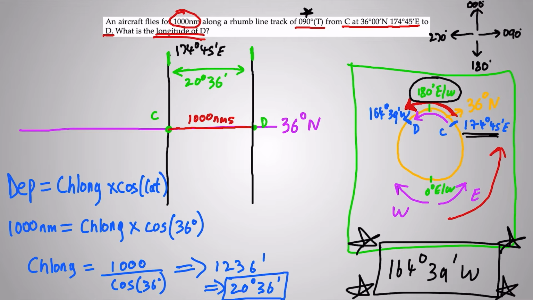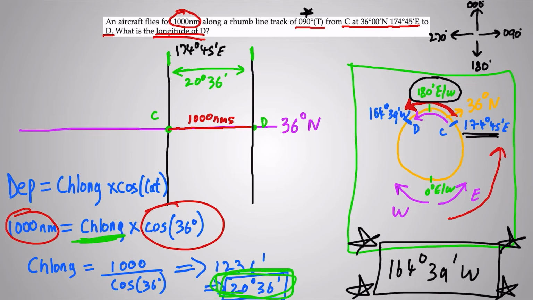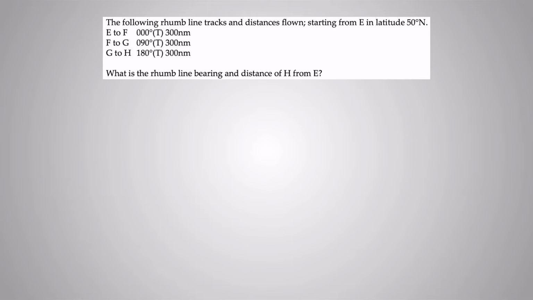So this was the second type of question where we used the departure and the latitude. We found the Shillong first. So this was our Shillong. And then after looking at a diagram like this, we saw that we had to go towards the east. That means we'll add. And as we were going over the 180 degree east-west anti-meridian, we subtracted it to get this answer of 164 degrees 39 west. Okay, amazing. Now let's go on to the third type of questions which can be asked.